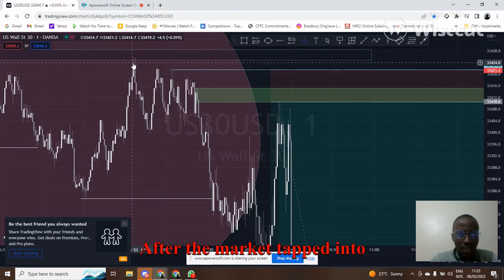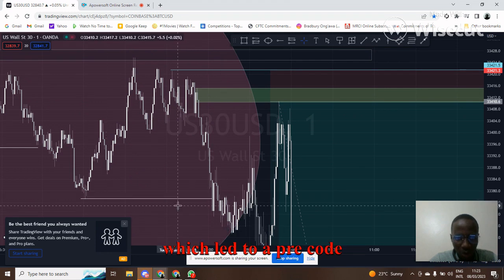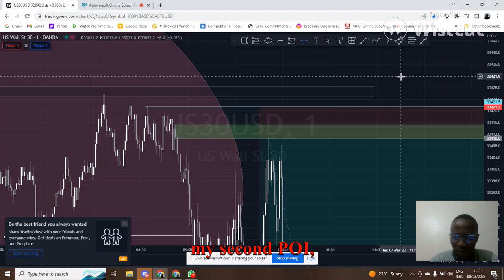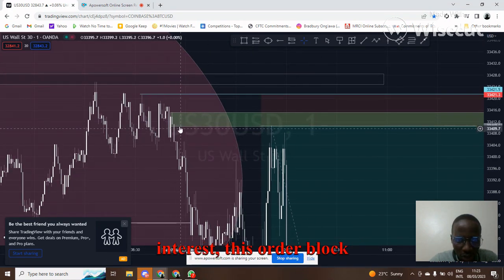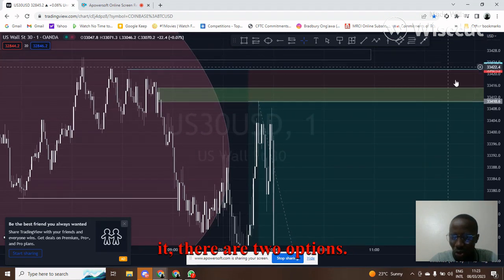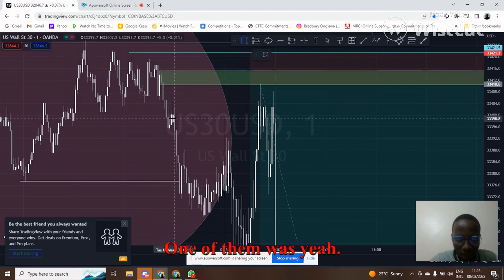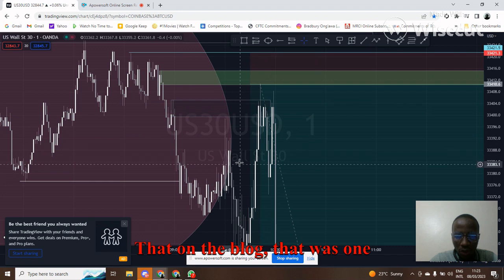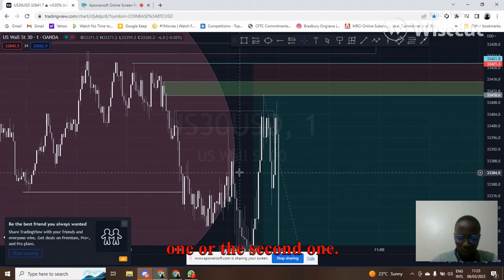After the market tapped into our OB, you can see it melted, which led to a break of structure. So I narrowed down my second POI, or my second point of interest, this order block here. Again, you can see it, and above it there were two options. One of them was here. You can see this wick here, that order block, that was one of them. And then the most extreme one was the second one.